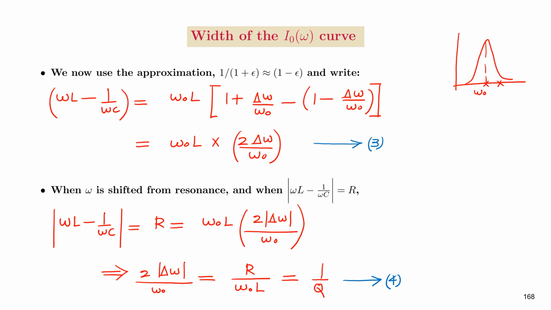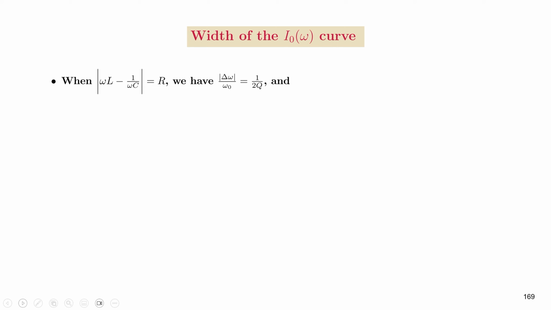Equation 4 connects the width of the resonance curve, that is 2 delta omega, to the Q of the circuit, that is 2 delta omega divided by omega 0, this is equal to 1 over Q. So this width is 2 times delta omega. When the condition mod omega L minus 1 by omega C equal to R is satisfied, we have derived the expression mod delta omega by omega 0 equal to 1 by 2Q.